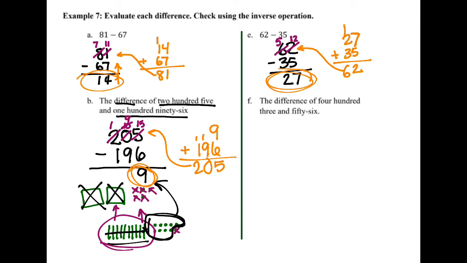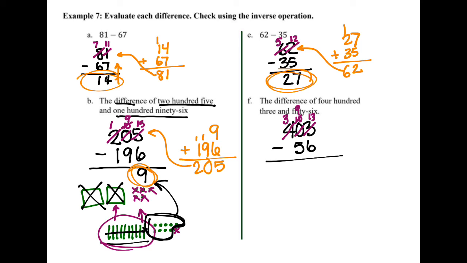Okay, last one. The difference of 403 and 56. So we get to work with a 0 again. All right, so we cannot do 3 minus 6. So we're going to borrow from the 0, which we can't. So you have to borrow from the 4. So 4 is now a 3. Let's not do it quite so messy, shall we? Let's do 4 is a 3, which means the 0 is now 10. But now I have to borrow from the 10, so it's a 9, and the 3 is a 13.